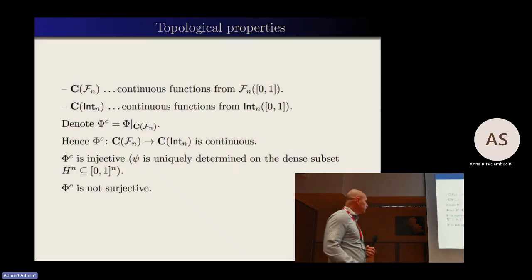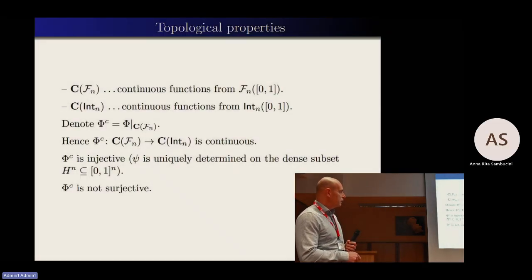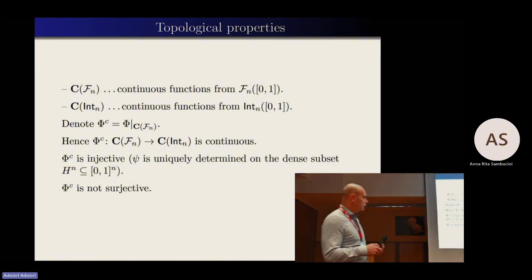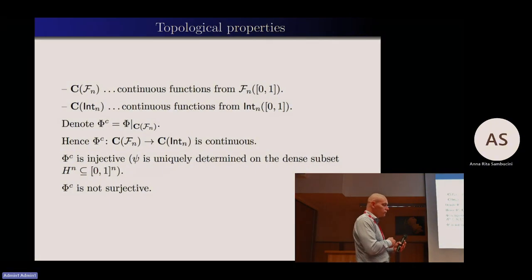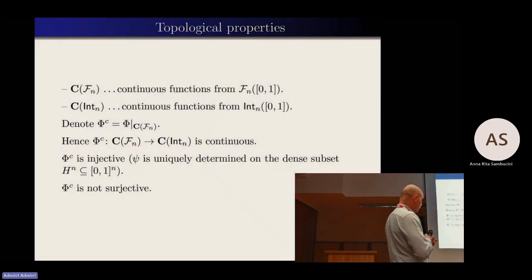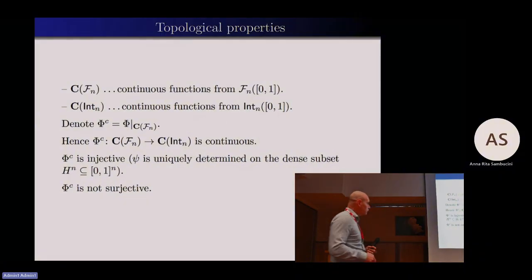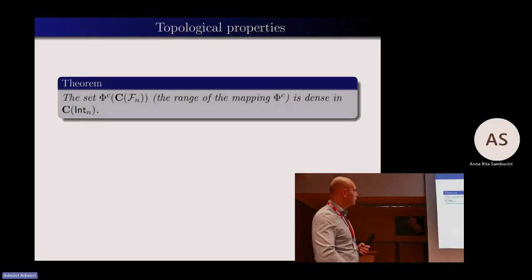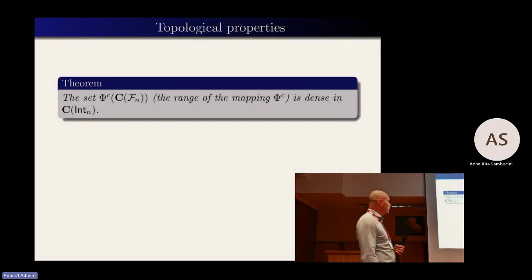However, this mapping is not surjective. We can find some functions which do not have a continuous preimage. It has a preimage, but it is not continuous. So this is not such a good property. So what can be said about the range of the mapping?